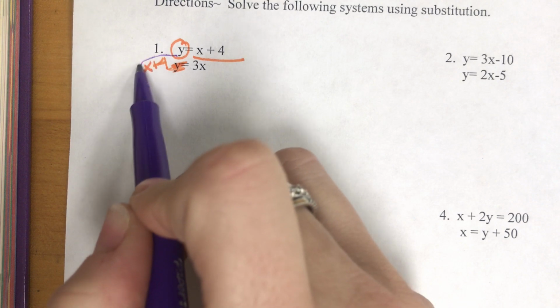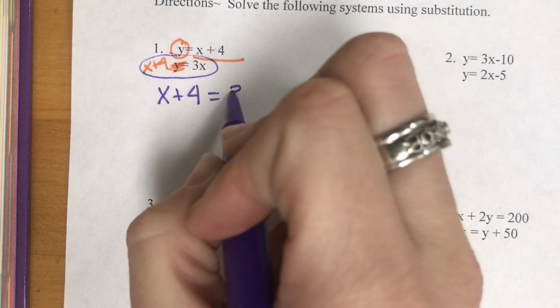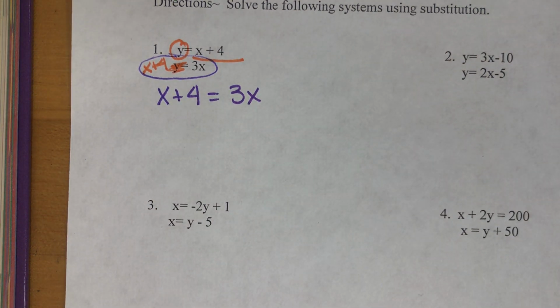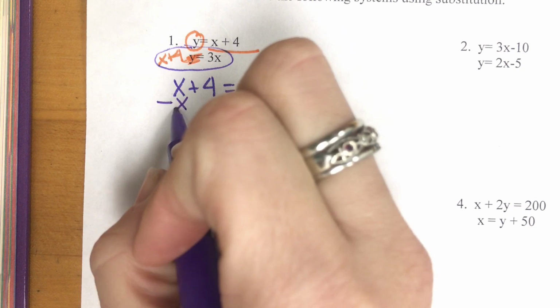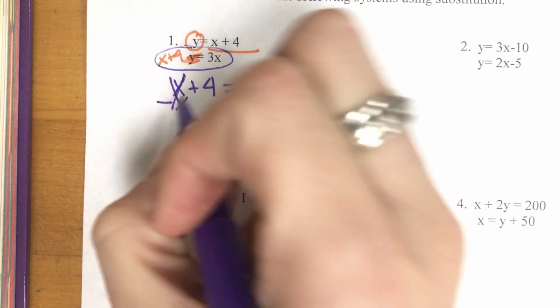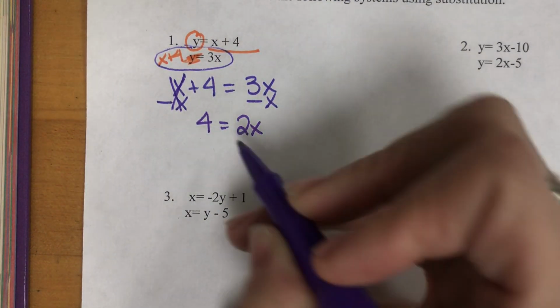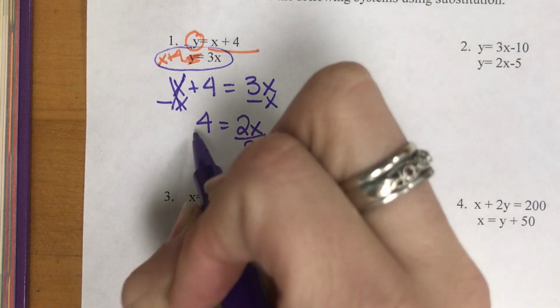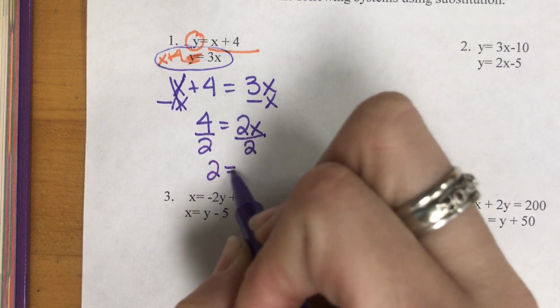So this is giving me my new equation. Now I have x plus 4 equals 3x. My variables are on opposite sides of the equal sign. So when they're on opposite sides, I'm going to get them together with the opposite sign. This says 4 equals 2x. We'll undo multiplication with division, so I'm going to divide each side by 2. 4 divided by 2 is 2.